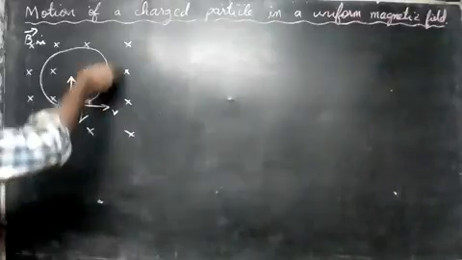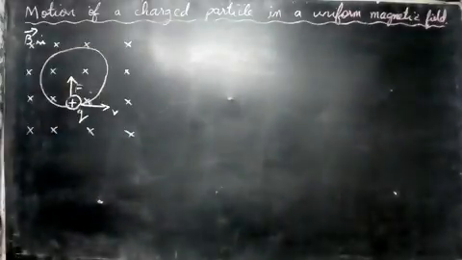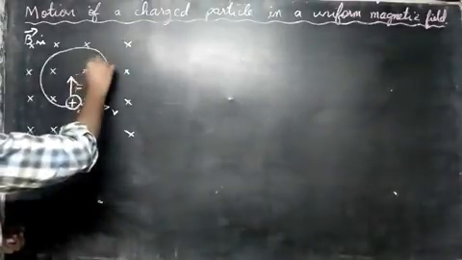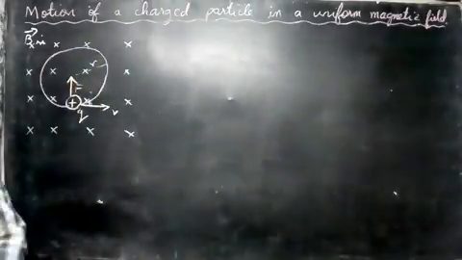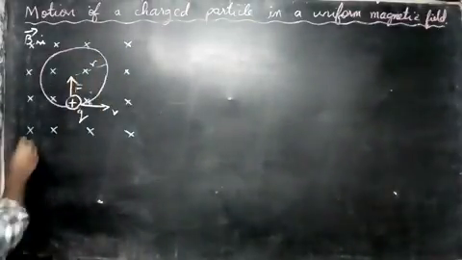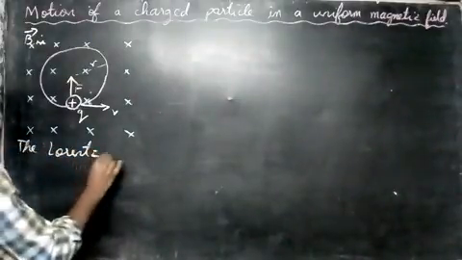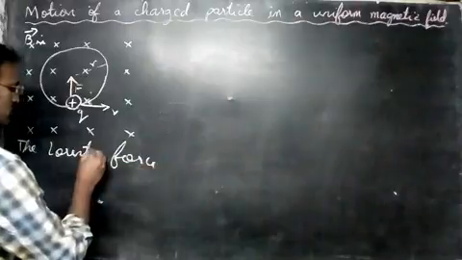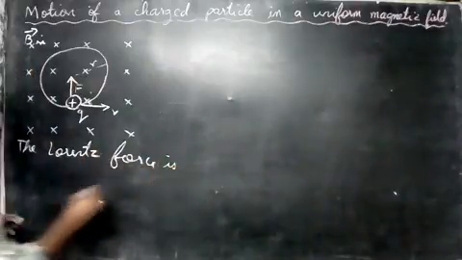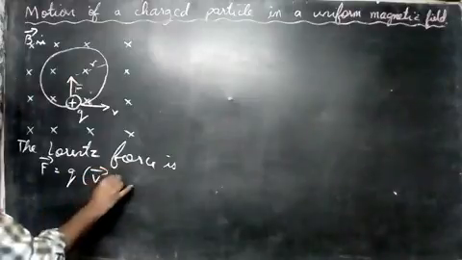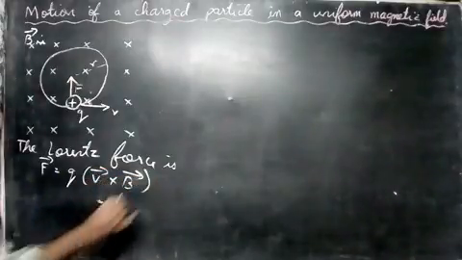So the particle will make a circle here, with a radius, which we call small r. Now let's see what the Lorentz force is here. The Lorentz force we learned is F equals Q times V vector cross B vector. This is the formula for the Lorentz force.